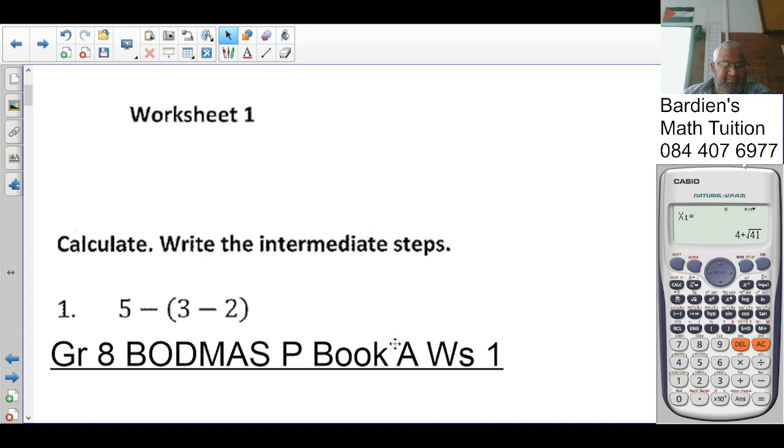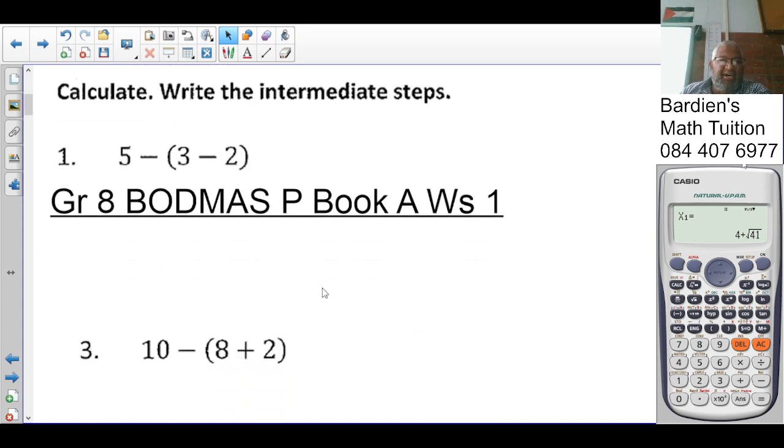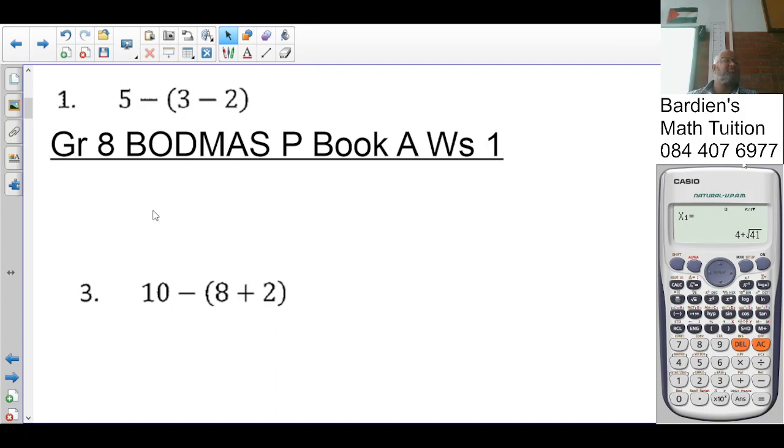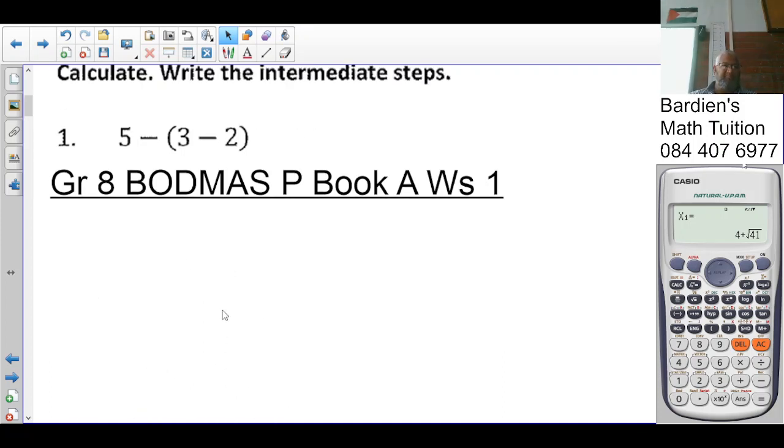Okay. So the question says, so we're going to just do the odd numbers in these videos. The even numbers is going to be your homework basically. Okay. So the question says calculate, write the intermediate steps. Now what does intermediate steps mean? Must basically show your working out. Okay. You all okay with that?